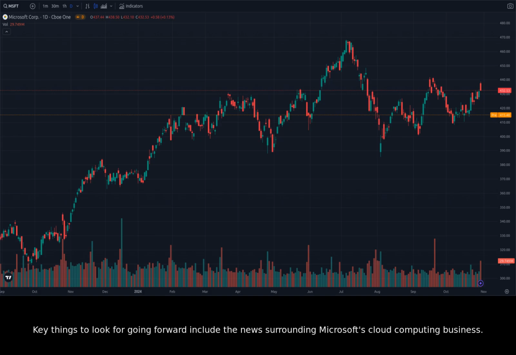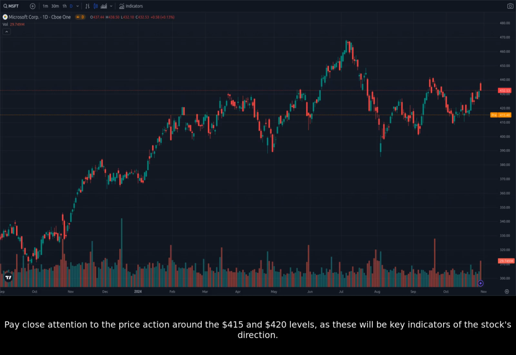Key things to look for going forward include the news surrounding Microsoft's cloud computing business. Any positive developments could reignite bullish sentiment. Conversely, further negative news could exacerbate the current bearish trend. Pay close attention to the price action around the $415 and $420 levels, as these will be key indicators of the stock's direction. Lastly, keep an eye on the overall market sentiment, as any broader market movements can also influence MSFT's performance.